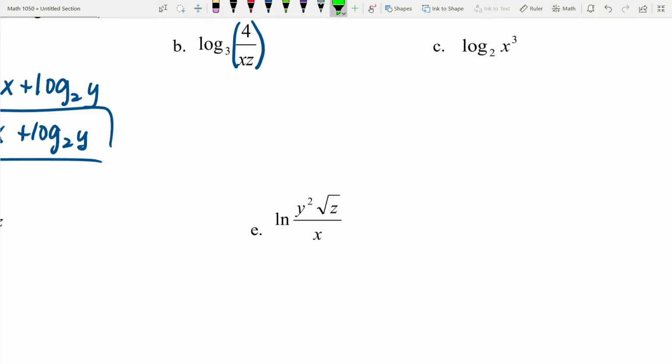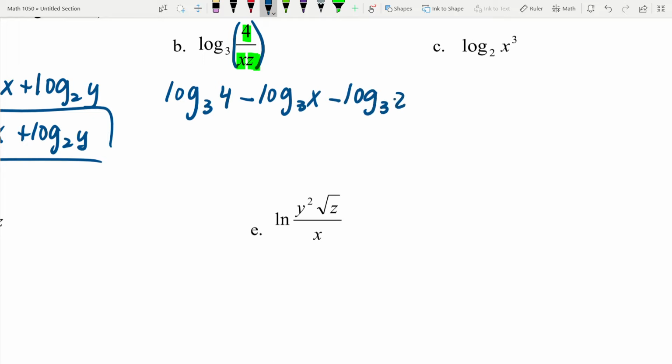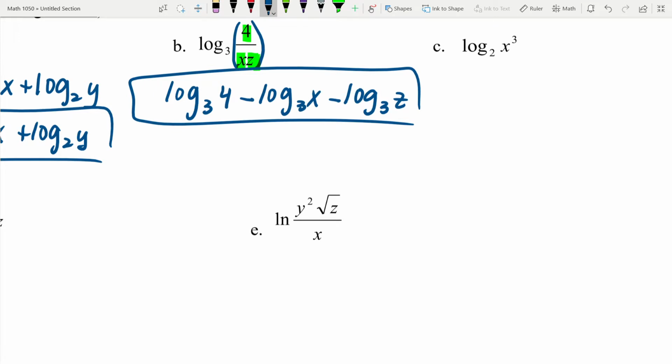If it's on the bottom, the sign is a negative. So I'm going to write log 4, which is going to be a positive. The x and the z are both going to have negative signs because they're on the bottom. So the answer is just so easy, guys. Look, it's log base 3 of 4 minus log base 3 of x minus log base 3 of z. Literally, you're done.